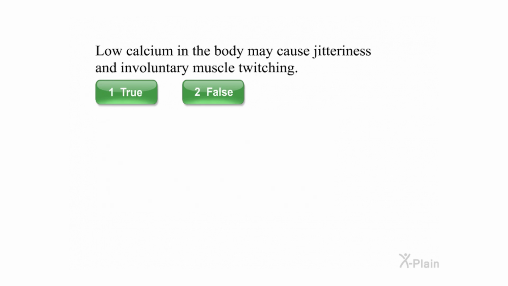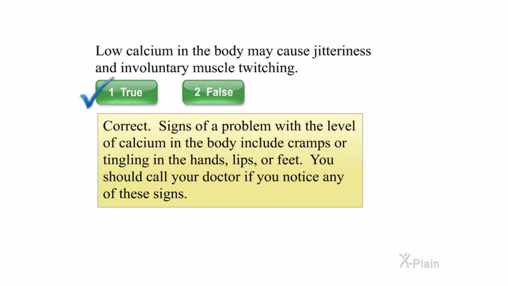Low calcium in the body may cause jitteriness and involuntary muscle twitching. Select true or false. Correct. Signs of a problem with the level of calcium in the body include cramps or tingling in the hands, lips, or feet. You should call your doctor if you notice any of these signs.